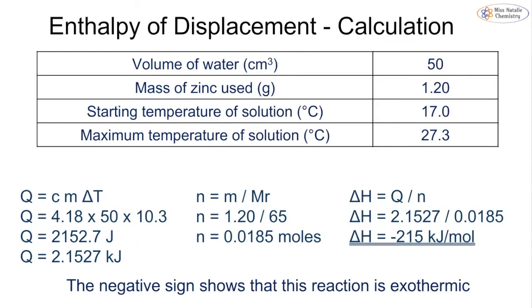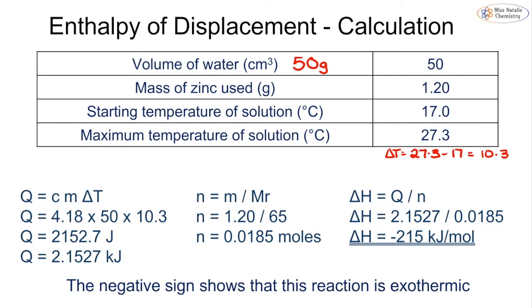Now we do the calculation in this term exactly the same way. So we first figure out our Q, or our heat energy, by using our volume of water, our specific heat capacity, and our temperature change. So our volume of water is 50, and remember that is then going to weigh 50 grams. We use the mass of zinc later, so let's skip past that. Our delta T is going to be 27.3 take away 17, which is a temperature change of 10.3.